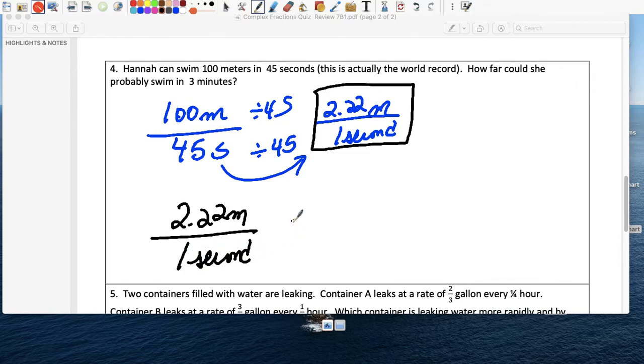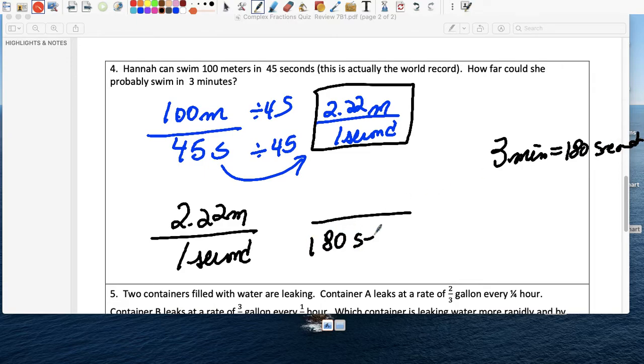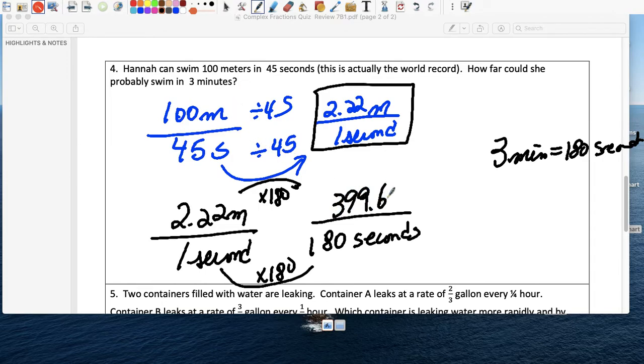We want to know how far she can swim in 3 minutes. 3 minutes is the same thing as 180 seconds. We're going to write 180 seconds because our units have to be the same. That's easy. Times 180. And over here, times 180. So I'm just going to guess 2.22 times 180 equals 399.6 meters. So Hannah can swim 399.6 meters in 180 seconds. Okay.